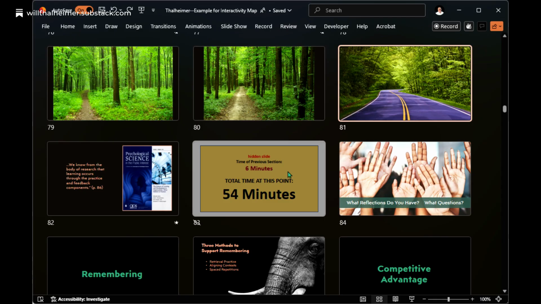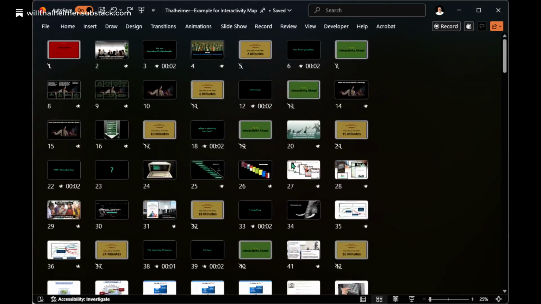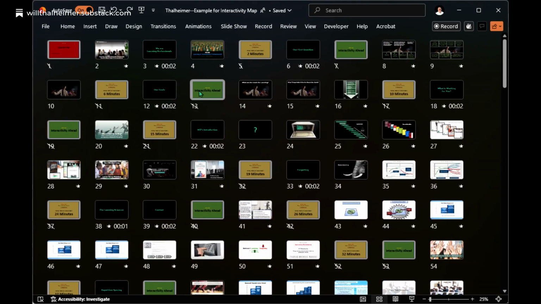So we have two things. We have the interactivity map, so you can see how much interactivity you have with the green slides. And we have the yellow timing slides, which enables you to make sure your presentation fits into the time. Well, that's it. A simple, practical tip.